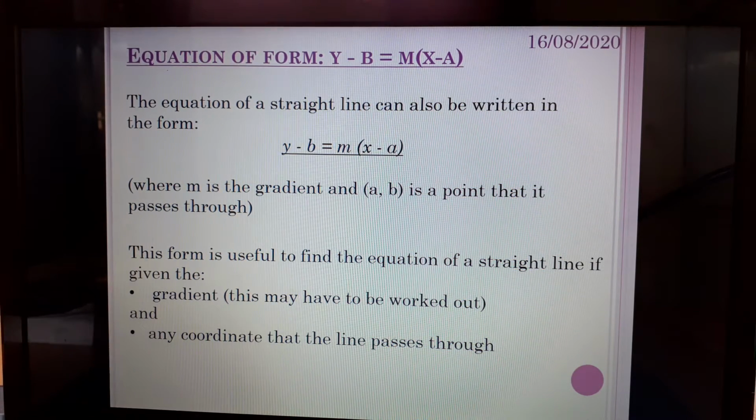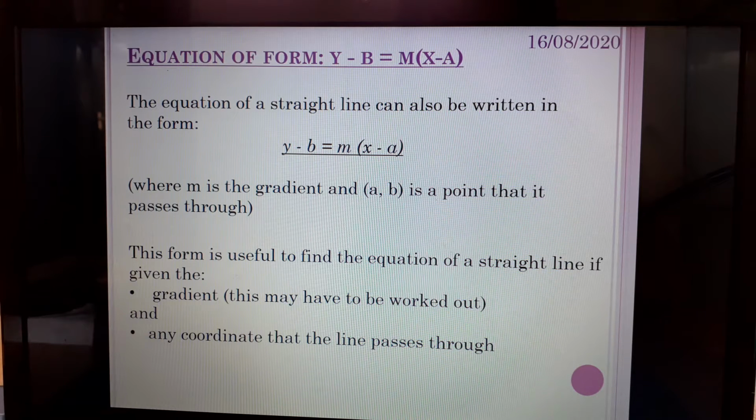Okay. The only reason that you wouldn't use this formula would be if it is a vertical or a horizontal line, in which case it would be x equals a number or y equals a number, or if you did see where it crossed the y-axis, in which case you could use a simpler equation, y equals mx plus c. But this one's very useful if you have any coordinate that it passes through. Okay, it doesn't have to be the coordinate that's on the y-axis.